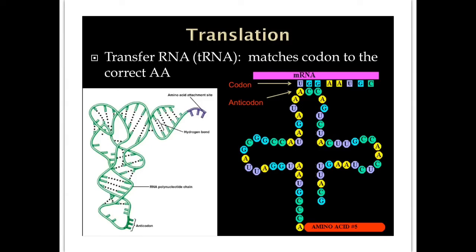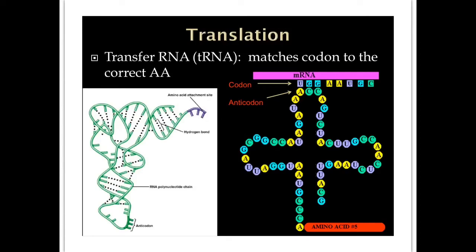Another type of RNA that helps with translation is called transfer RNA, or tRNA. It's called transfer RNA because it actually transfers amino acids to the ribosome, and it does this by matching the codon to the correct amino acid. So let's see how that happens.